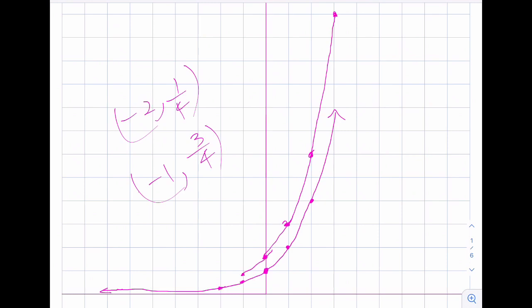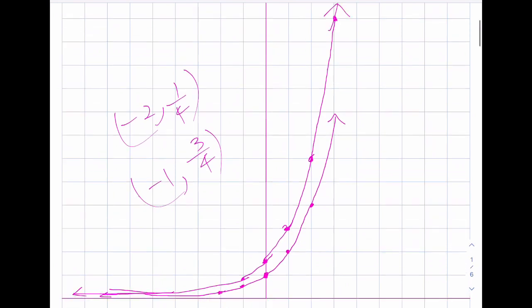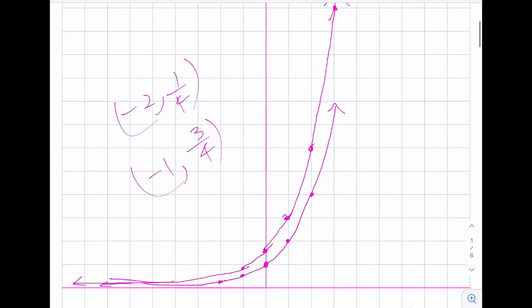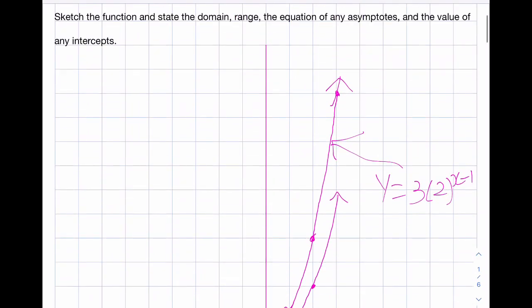So guys, basically this will go infinitely down, same as our original y is equal to 2 to the power of x graph, and it will go infinitely up as well. So we have graphed this guy, which is our function y is equal to 3 times 2 to the power of x minus 1. Alright guys, now we finished the sketching of the graph of the function. Now we have to state the domain, range, the equation of any asymptotes, and the value of any intercepts.